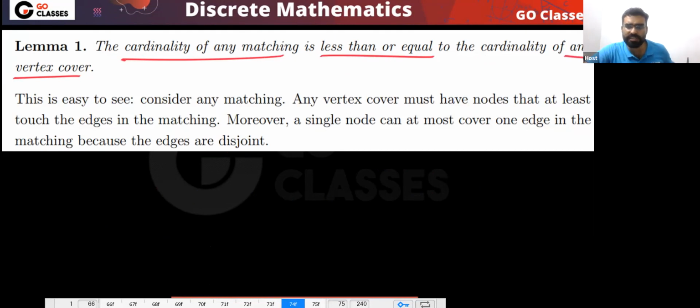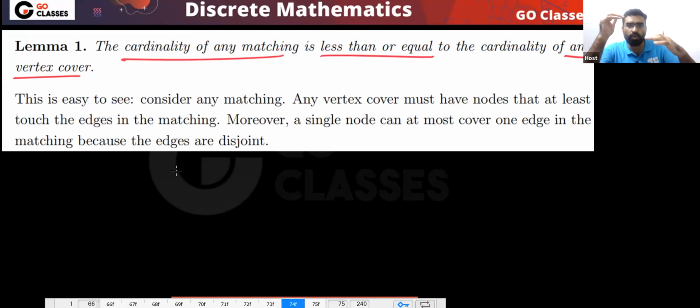And this proof we have already seen, and the proof is very simple. So what is the proof? Just visualize in your mind. Don't read the slide. Just close your eyes and visualize. You have a matching. There are edges. You have a matching.